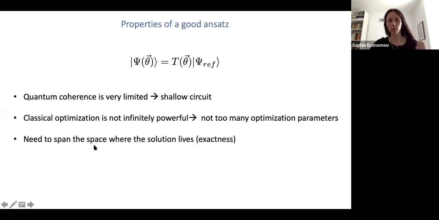And we want to incorporate the following elements. We want to consider the fact that coherence is very precious. So we need to make shallow circuits. Classical optimization, on the other hand, is also not infinitely powerful. So we don't want to overburden the classical optimizer. And we would like to span the space where the solution lives. And this is what, in this review paper I showed, was called faithfulness, and we call exactness.